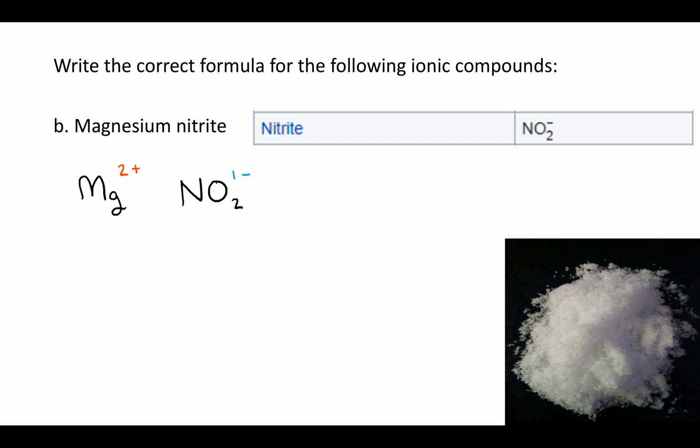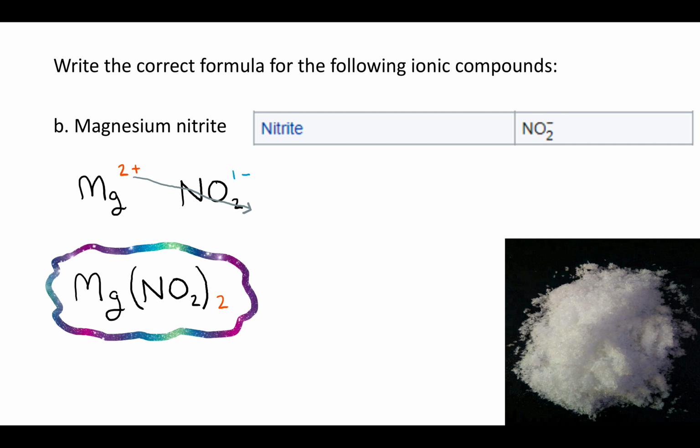How do they combine? To find that out, we'll crisscross the charges. So the one at the top right of nitrite will go to the bottom right of magnesium, and because it's a 1, you don't write it in. And the 2 at the top of magnesium will go at the bottom of nitrite. And because we want 2 of that whole ion, we have to put parentheses around the NO2.